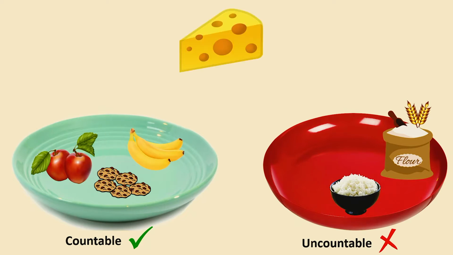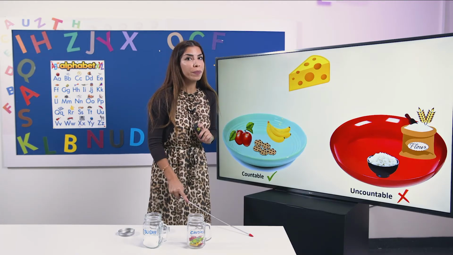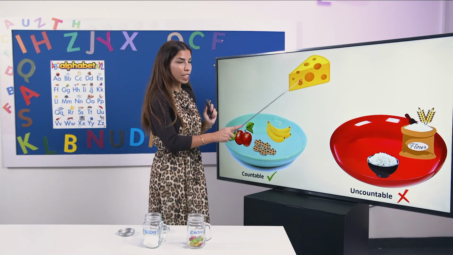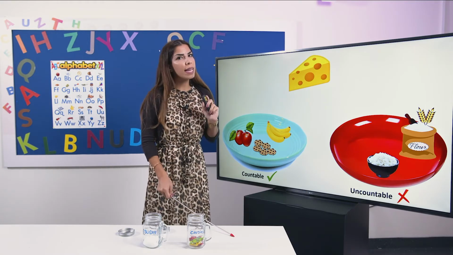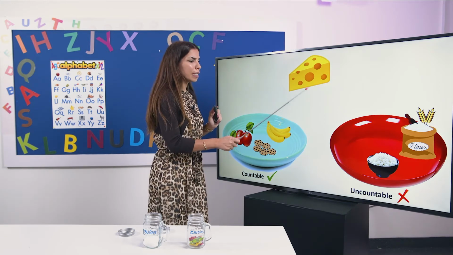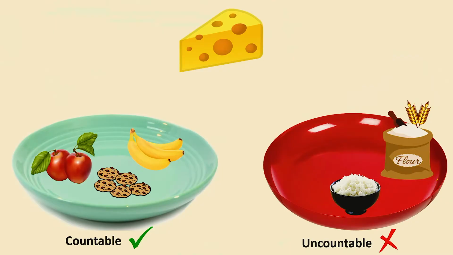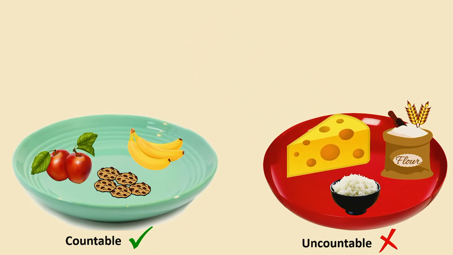And now, what is this, dear students? What can you see in the picture? Yes, cheese. Cheese. Well, let's see. Is cheese countable or uncountable? Can you count the cheese? No. Great. So, we will put the cheese in the red plate. Great job.